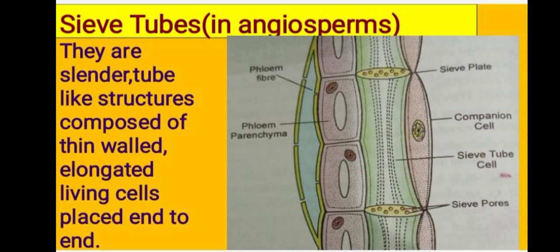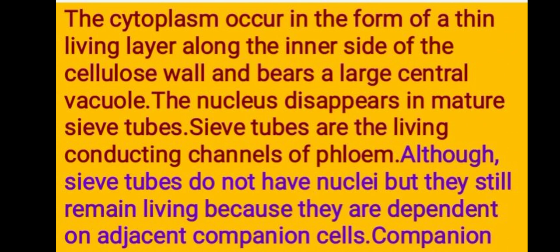Sieve tubes. Sieve tubes are present in angiosperms. They are slender tube-like structures composed of thin-walled, elongated living cells placed end to end. You can very well understand this with the help of the diagram given on the right side. The cytoplasm occurs in the form of a thin living layer along the inner side of the cellulose wall and bears a large central vacuole. The nucleus disappears in mature sieve tubes. Sieve tubes are the living conducting channels of phloem.